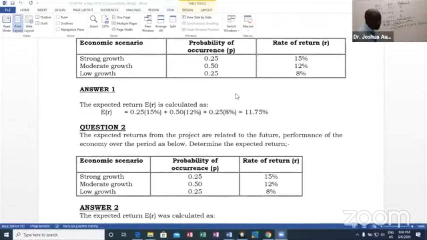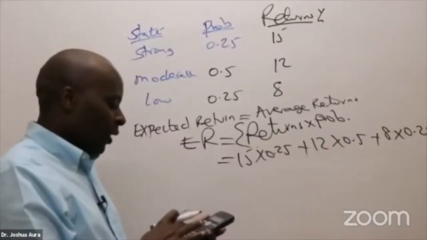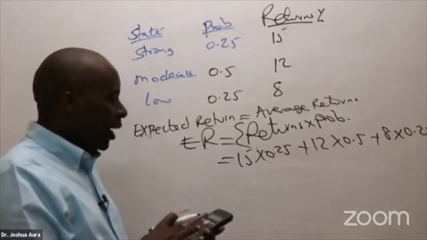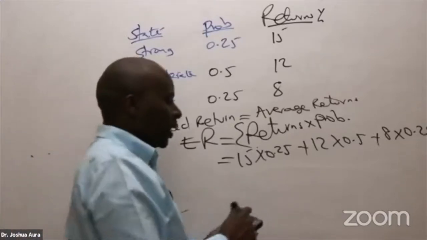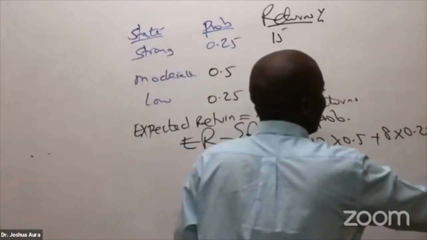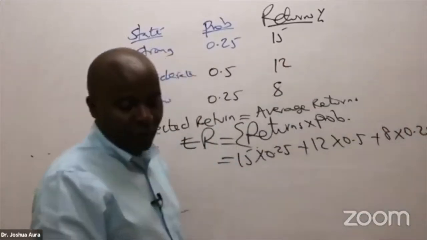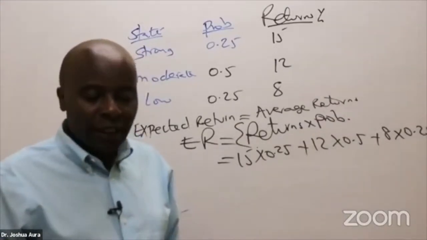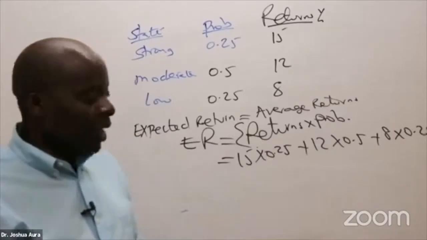We have a calculator here. So we are talking of 15 times 0.25 plus 12 times 0.5 plus 8 times 0.25, which at the end of the day gives us 11.75. If you wish, you can put back the percentage. Now, ladies and gentlemen, please allow us to go to question number 2. We have been able to get the expected return as the examiner wanted.